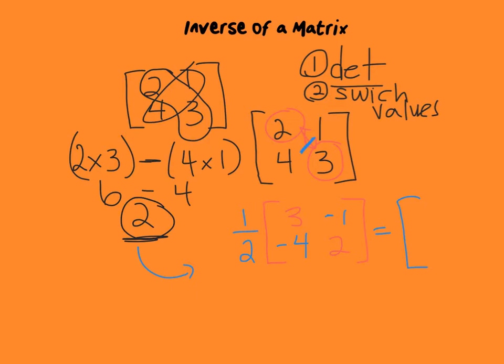What is 1/2 times 3? 3 over 2. What is -1 times 1/2? It's -1/2. Negative 1/2 times -4 is -2. And what is 1/2 times 2? Here it is 1. We found the inverse of our matrix here.